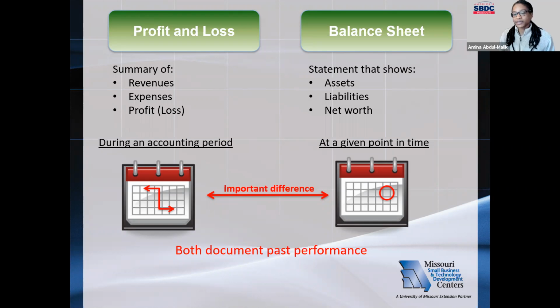And then the profit and loss statement will either show you if your company has profited or lost, okay? Now, the balance sheet is different than the profit and loss statement because the balance sheet shows you your financial information for a company at one given point in time. It shows you everything that your company owns and everything that your company owes at a certain point in time. Both of these statements document past performance, but one statement is based on the company's spending and expenses, and the balance sheet is based on what the company actually owns in terms of assets and what the company owes in terms of liabilities.